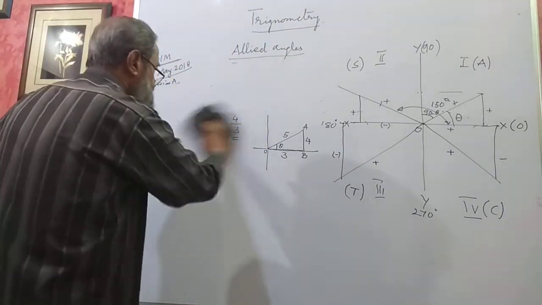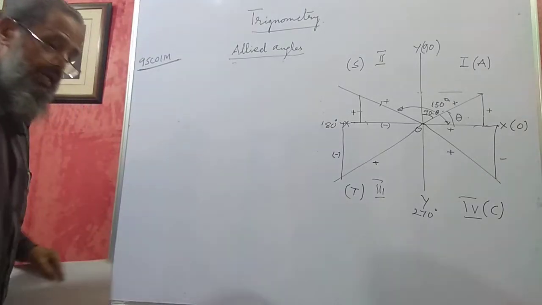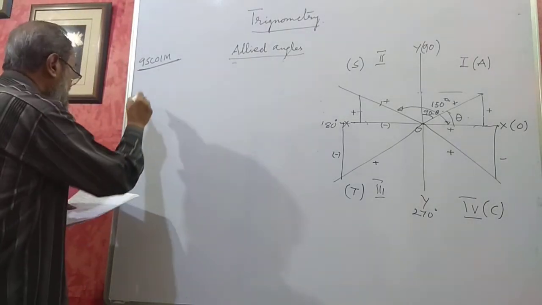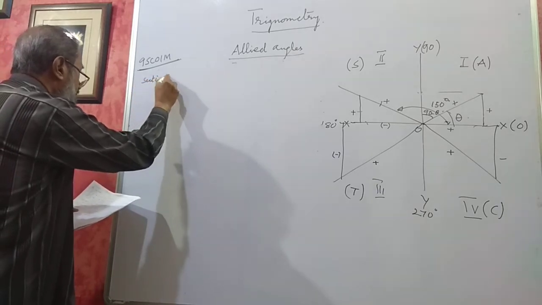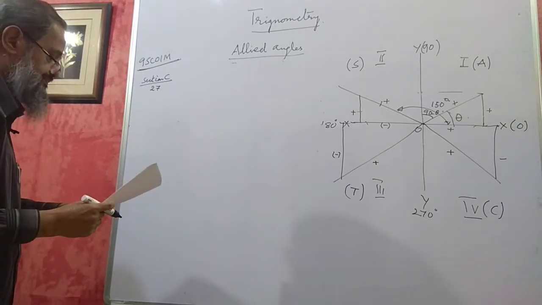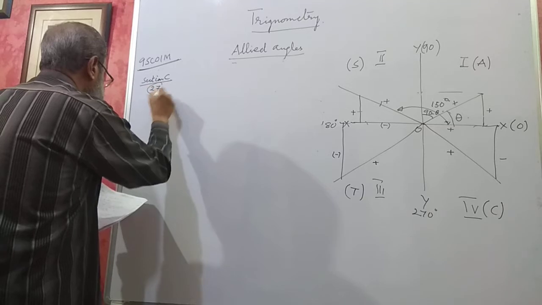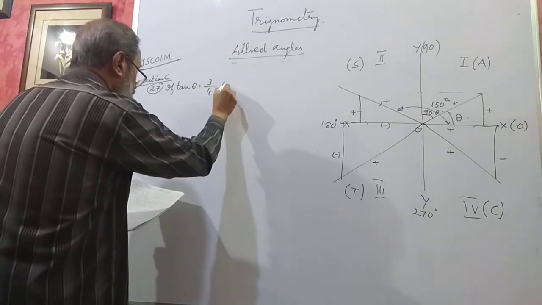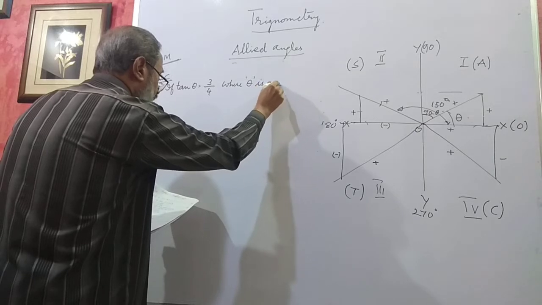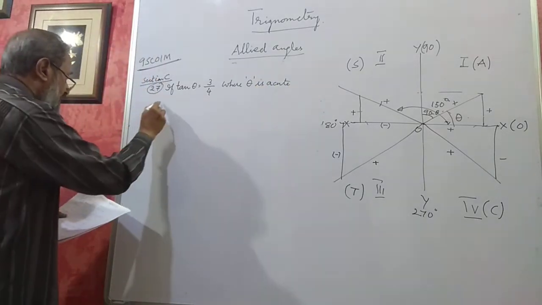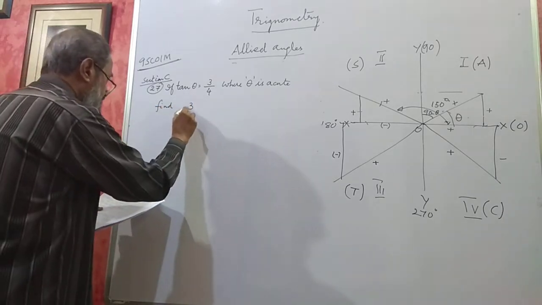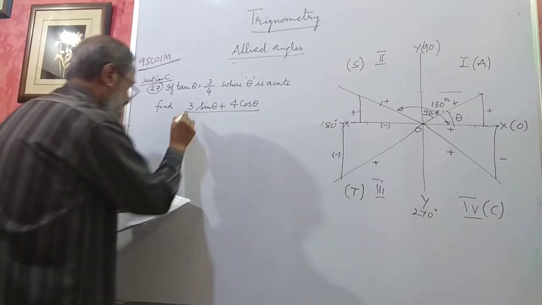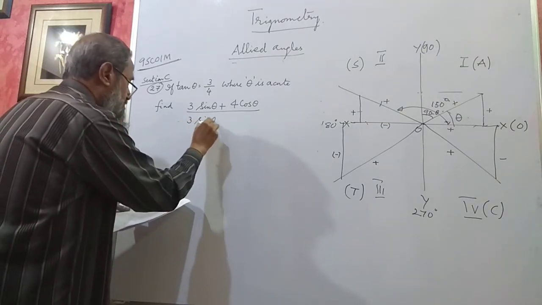This is one. Next, in the same paper of April-May 2014, in section C, problem number 27. Here he says, if tan theta is 3 by 4, where theta is acute, means less than 90 degrees, find the value of 3 sin theta plus 4 cos theta divided by 3 sin theta minus 4 cos theta.